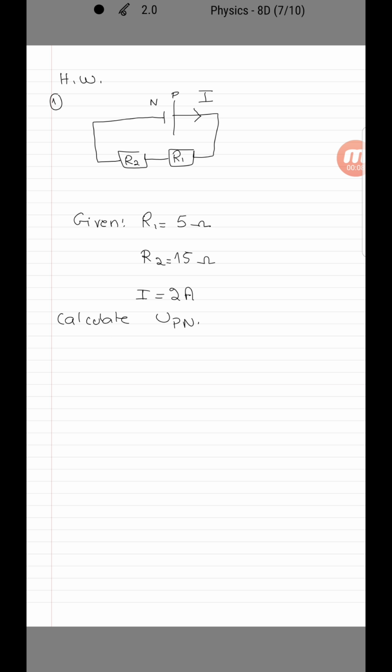Homework correction number 1. I have a battery connected to two resistors in series and I need to find the main voltage UPN given that R1 equals 5 ohms, R2 equals 15 ohms, and the main current in the circuit is 2 amperes. Now to find the main voltage I need to find the equivalent resistance R equivalent and I main. I have I main, which is 2 amperes. So I still need to find the equivalent resistance, and once I find it, I place them in Ohm's law.